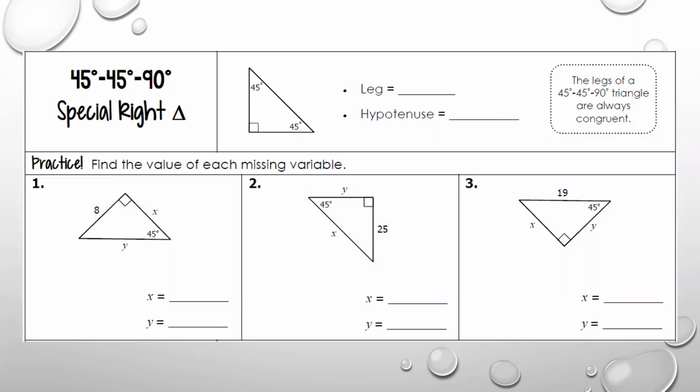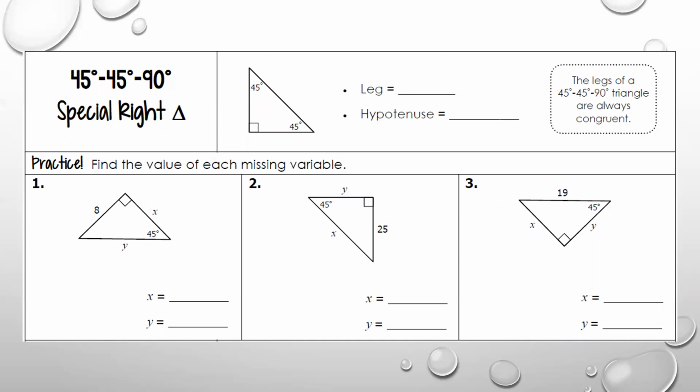So there's two special types of right triangles. The first special right triangle we call a 45-45-90 triangle, and it gets its name from the angles that it has. So if you see a triangle with a 90-degree angle and two 45-degree angles, we call that a special right triangle, and we call it a 45-45-90.